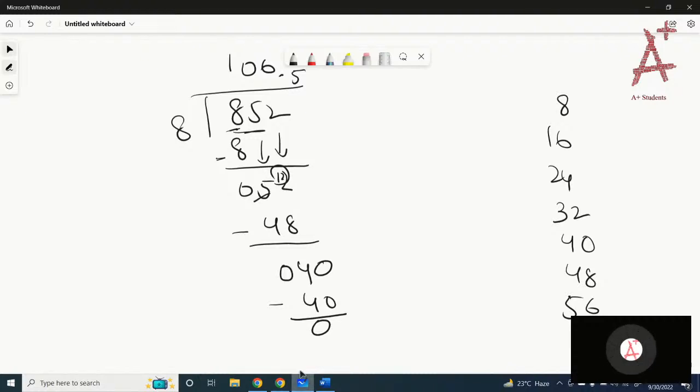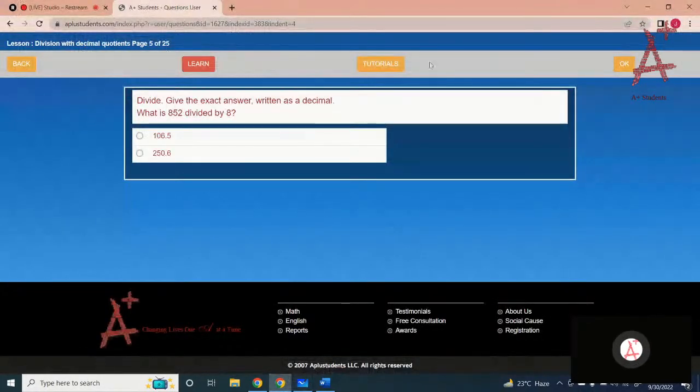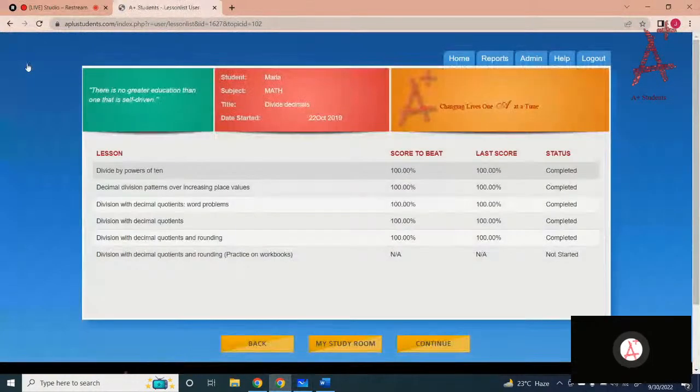So you can complete the test later today or right after this session. We have done with today. So the topics we are on are grade 5 maths. Just log in, you can find the lessons at aplusstudents.com. You have to log in there using your email address and password. Then you have to go to grade 5 maths. Then we are on the second chapter, that is divide decimals, and we have done four of the topics. The topics are divide by powers of 10, decimal division patterns over increasing place values, division with decimal quotients word problems, and division with decimal quotients. Got it? So that's all for today.